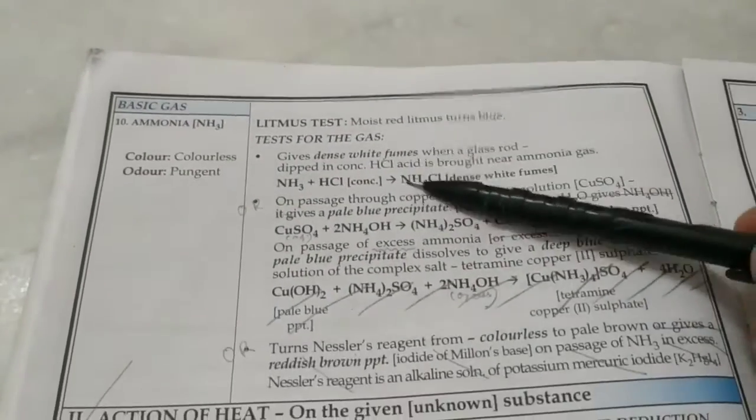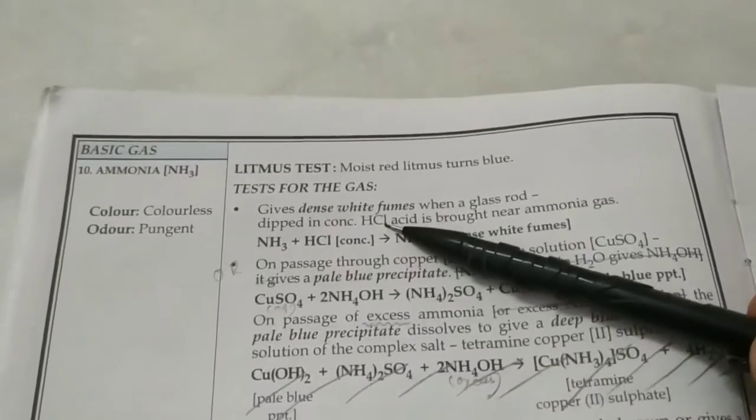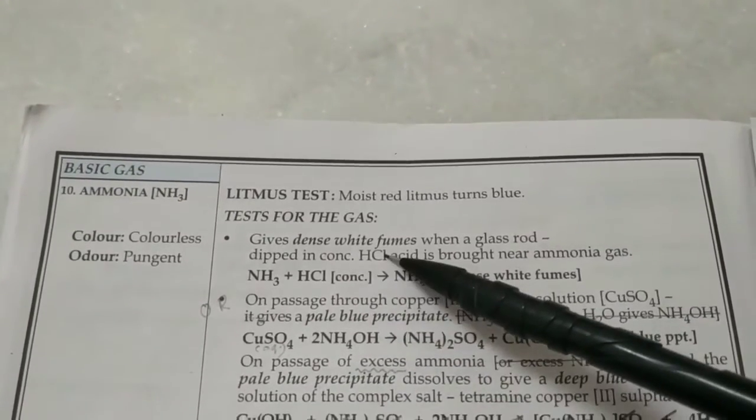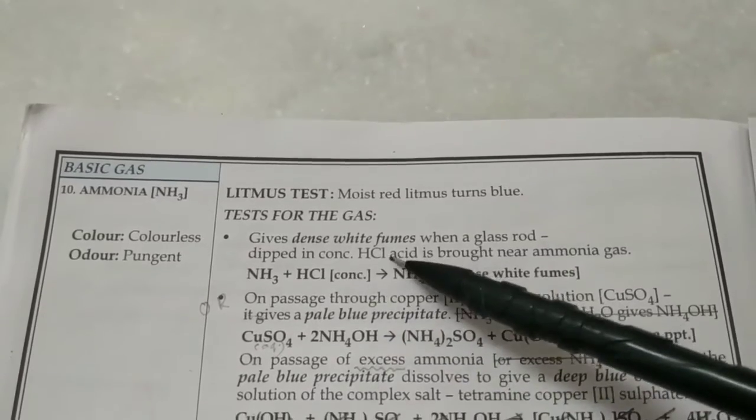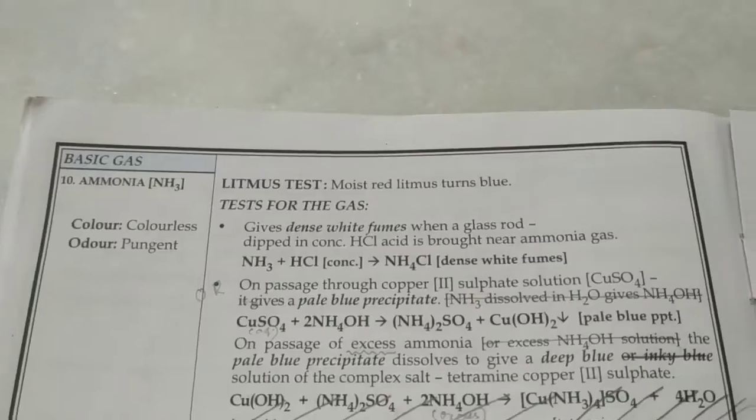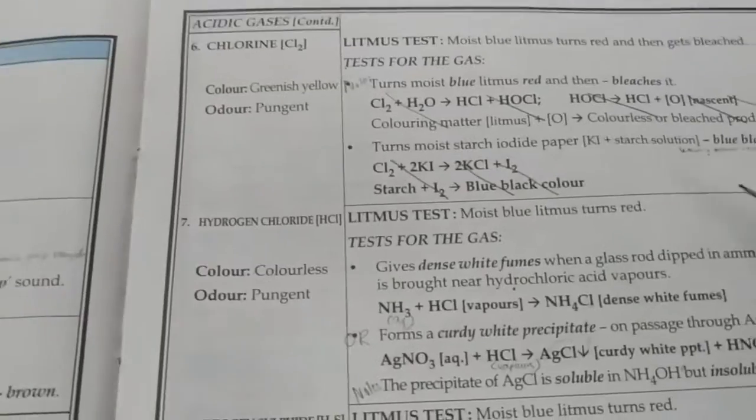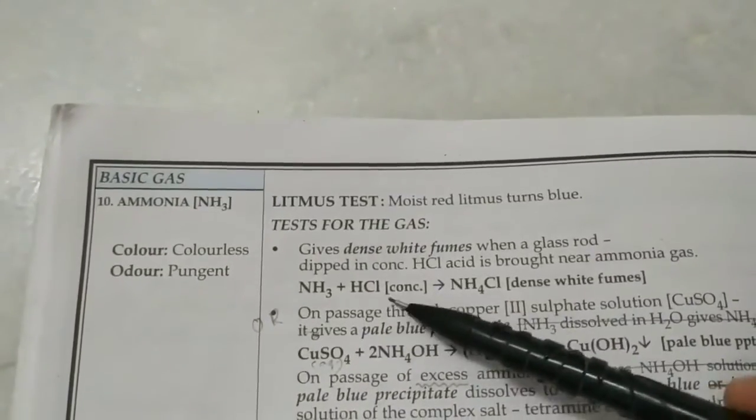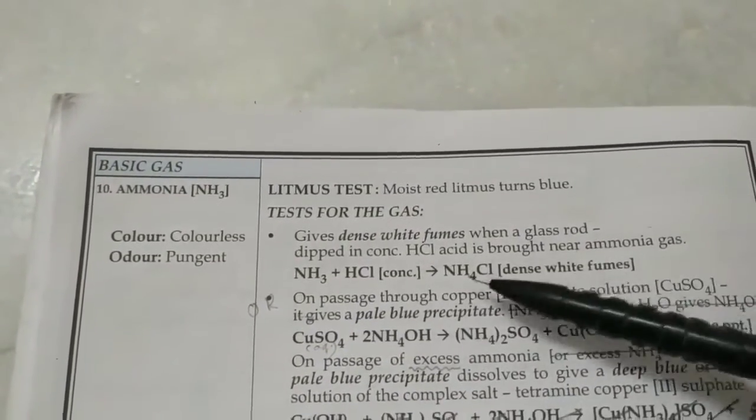Ammonia. It's the only basic gas. So we've got 3 tests for it. The first one is the easiest. If you have a glass rod and dip it in conc. HCl, you forget to write conc. and I'll give you a 0, and it is brought near ammonia gas, you see dense white fumes. Isn't this the exact same as the HCl test? In HCl, we brought it near ammonia. And to test ammonia, we bring it near HCl, although here it is conc. HCl. And the dense white fumes are because of ammonium chloride, of course.